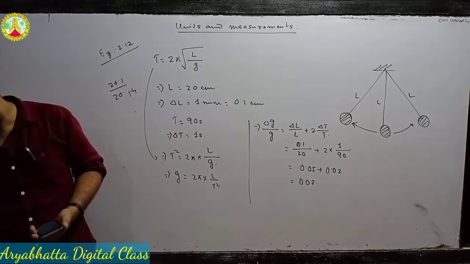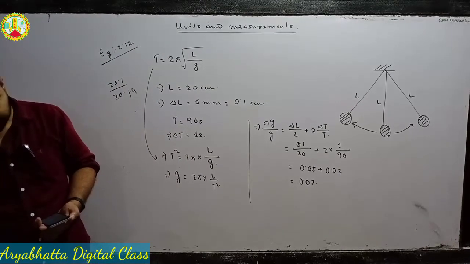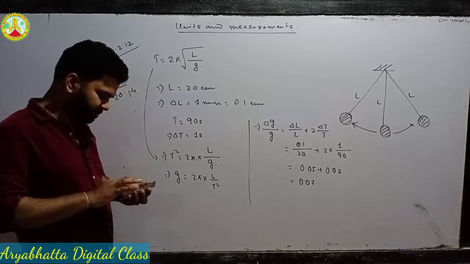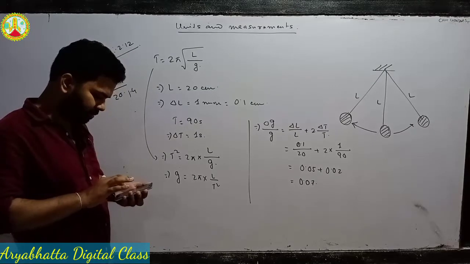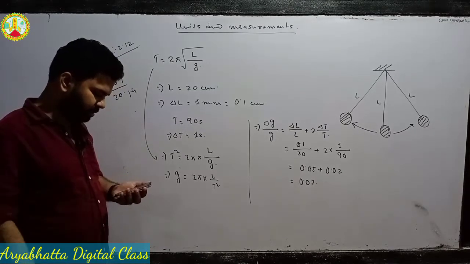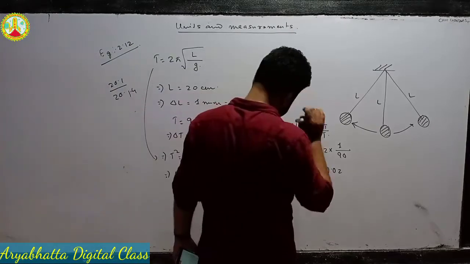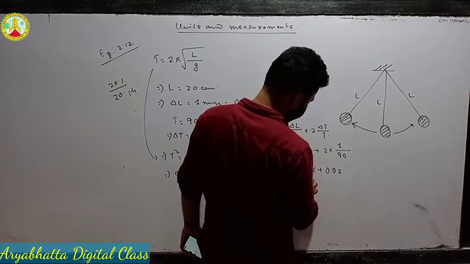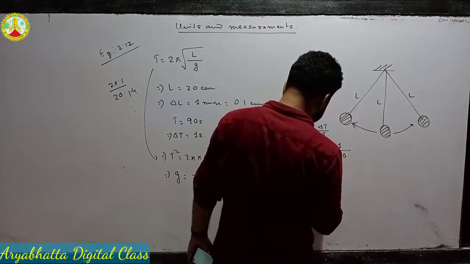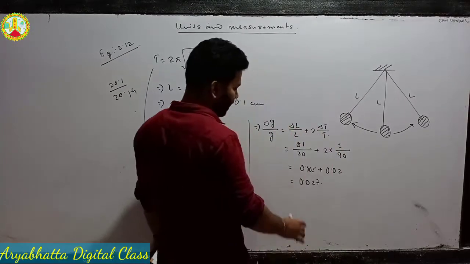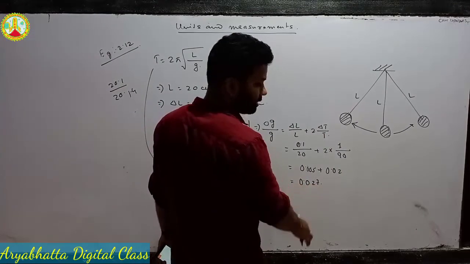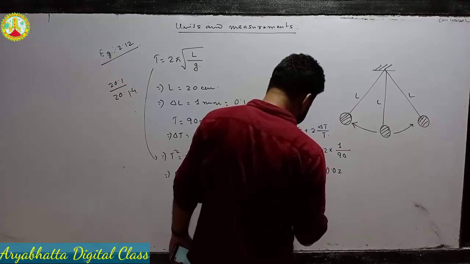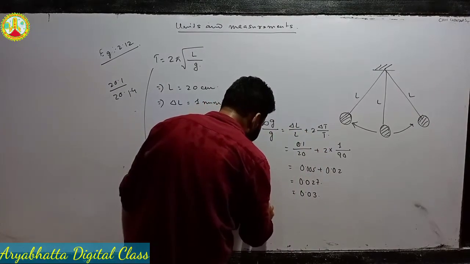1 by 20, 0.1 divided by 20, 0.1 by 20. Oh, this is 0.005. So it will be 0.027. Okay, so what is the last digit? The last digit is 7. So it is greater than 5, so you round it off. It will be 0.03.